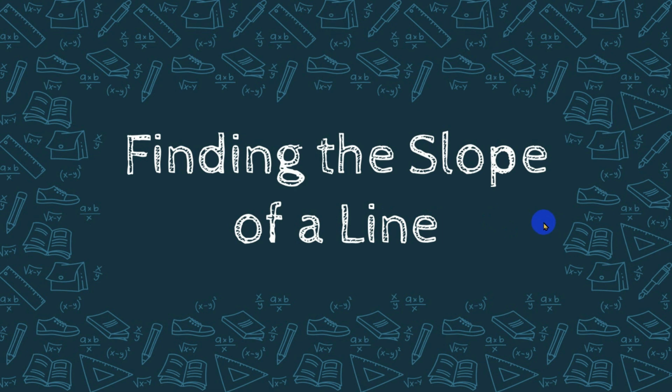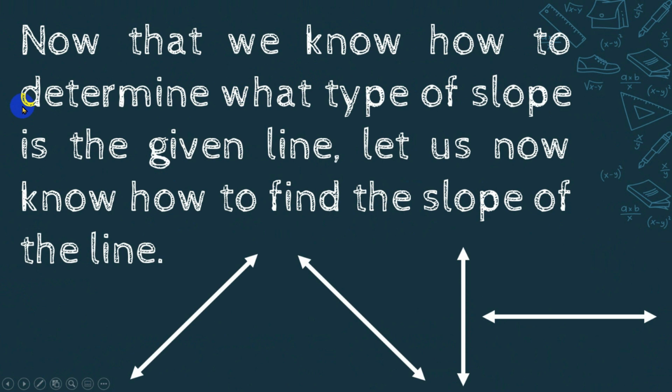And today we're going to talk about the continuation of illustrating and finding the slope of a line. But for now, we're going to focus on finding the slope of a line. Now that we know how to determine what type of slope is the given line, let us now know how to find the slope of a line. So malinaw naman na kapag upward from left to right, positive slope, downward from left to right, negative slope, vertical line is undefined slope, horizontal line is 0. So wag nyo pong kakalimutan yan even though magdadagdag tayo ng panibagong learnings about the slope.